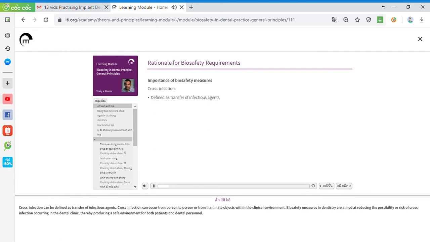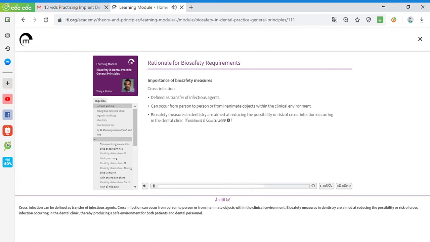Cross-infection can be defined as transfer of infectious agents. Cross-infection can occur from person to person or from inanimate objects within the clinical environment. Biosafety measures in dentistry are aimed at reducing the possibility or risk of cross-infection occurring in the dental clinic, thereby producing a safe environment for both patients and dental personnel.